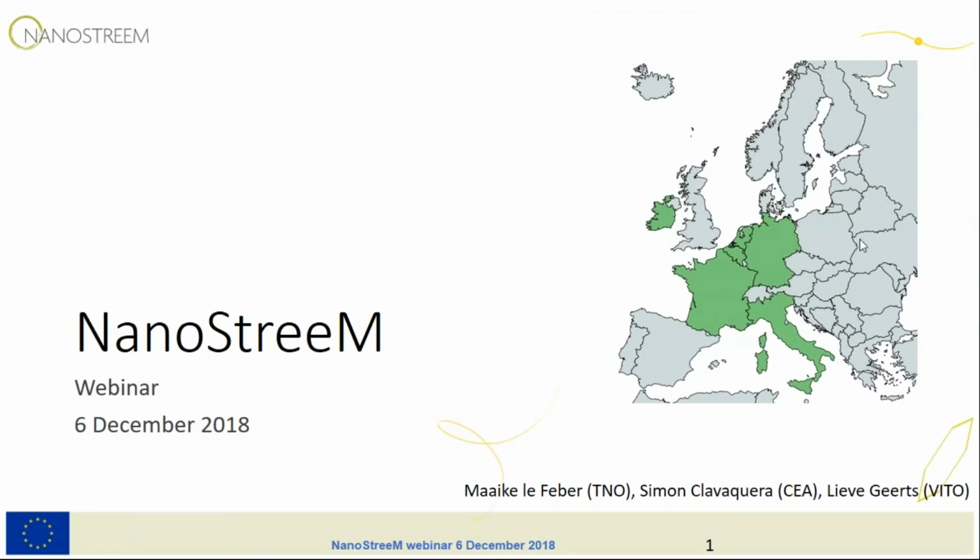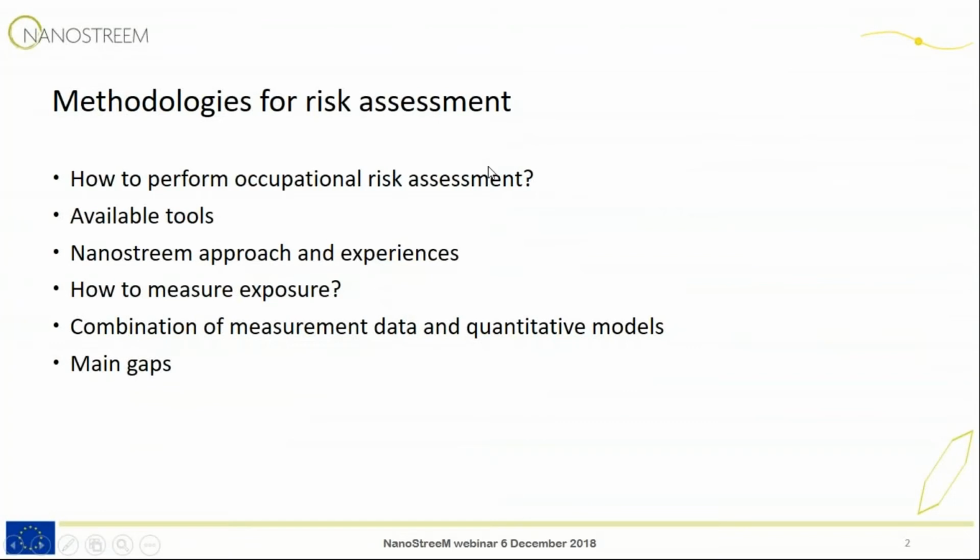Actually, I will tell you a bit about how to perform occupational risk assessment, what are available tools around. Based on that, what NanoStream approach did we choose and what were our experience with that. Is it possible to measure exposure in clean rooms? And I'll end with some thoughts on combination of measurement data and quantitative models together. And as a last part, I will tell you the main gaps we encountered.